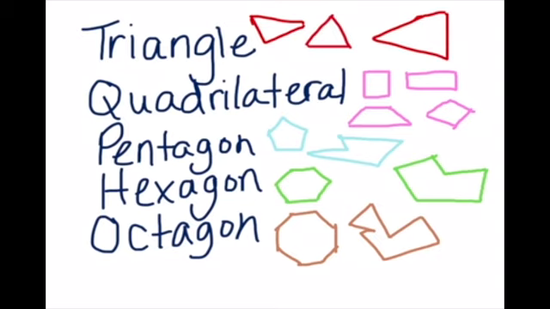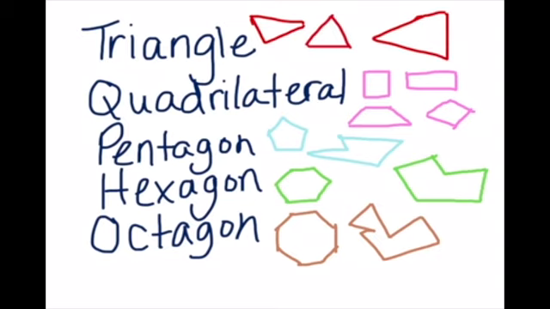Quadrilaterals are the same. It's anything with 4 sides. So we have, of course, the square, where all sides are equal. We have a rectangle, we have a rhombus, and we also have a trapezoid.